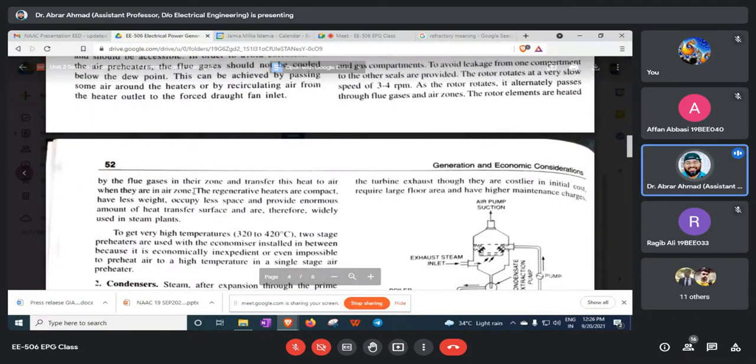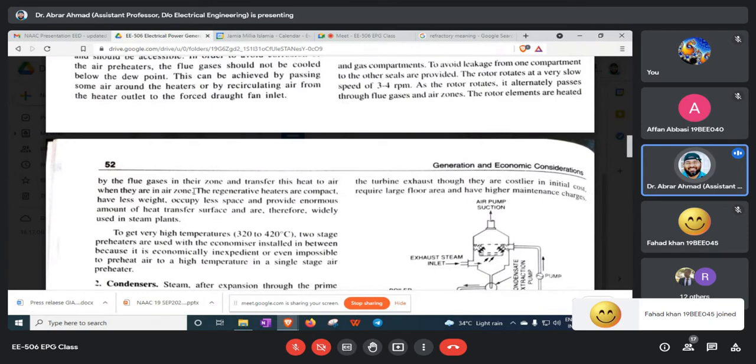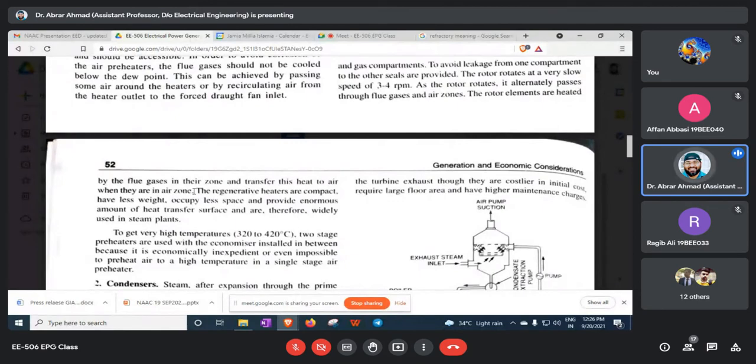So understand that the two airs are not mixing. The element of the rotor is getting heated by the flue gases, and when it goes into the air, it heats it. So it is a transferring of temperature from flue gases to air, and for the reason we discussed, the regenerative heaters are compact, have less weight, occupy less space, and provide enormous amount of heat transfer, and are therefore widely used in steam pipelines.